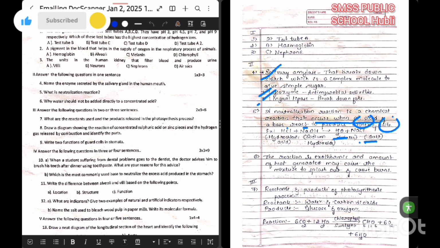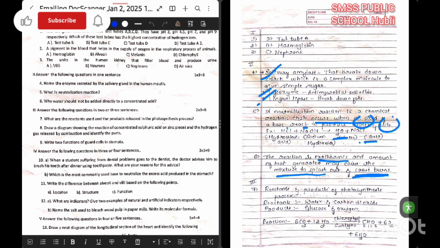Question number 6, why should water not be added directly to concentrated acid? So the answer is, the reaction is exothermic, and the amount of heat generated may cause the mixture to splash out and cause burns. So in order to avoid this, we should not directly add water to the concentrated acid.